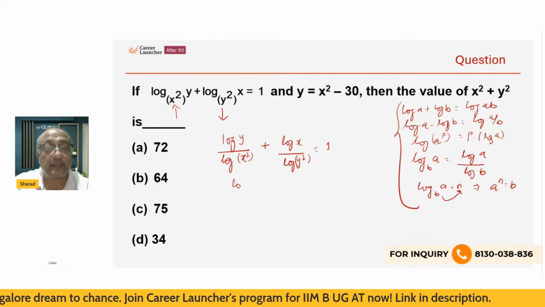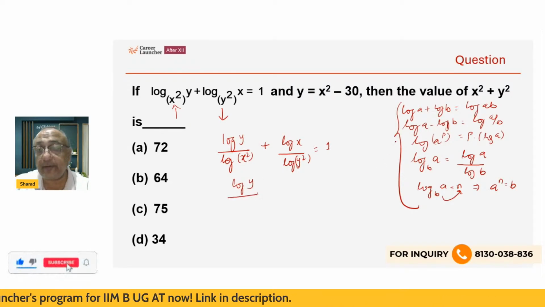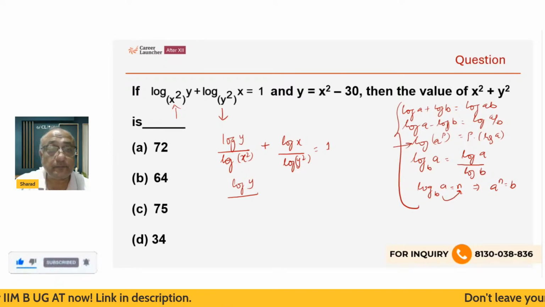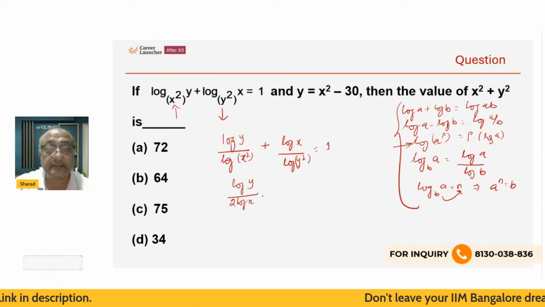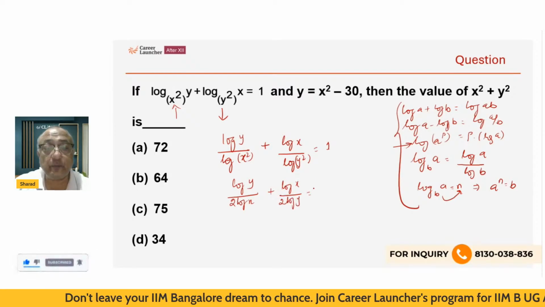Okay, so I'll use this 10 as a base for log y, and I'll use this property which is written here. This is 2 log x plus log x upon 2 log y is equal to 1.